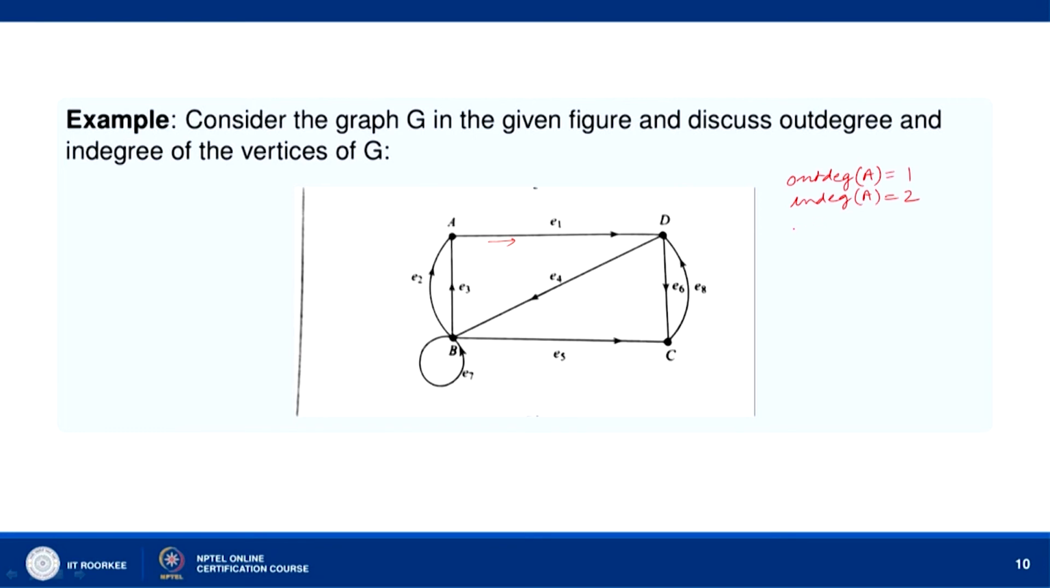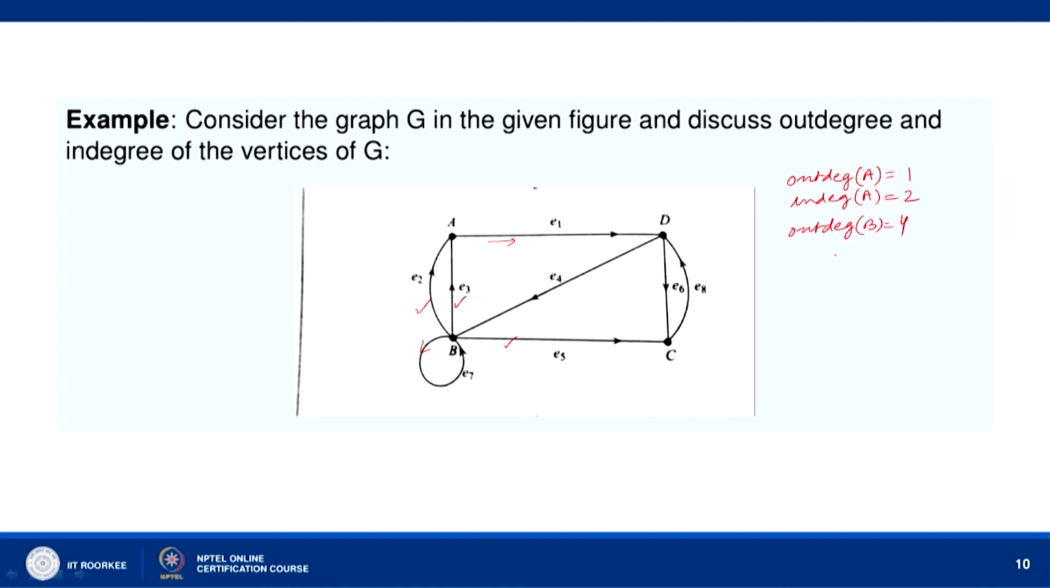Now, similarly out degree of B. At B you see we have E5 beginning at B, E3 beginning at B, E2 beginning at B, and moreover E7 beginning at B, because E7 is going like this. So, E7 actually is beginning at B as well as ending at B. So, when we are counting the edges that are beginning at B, we will count E5, E3, E2 and also E7.